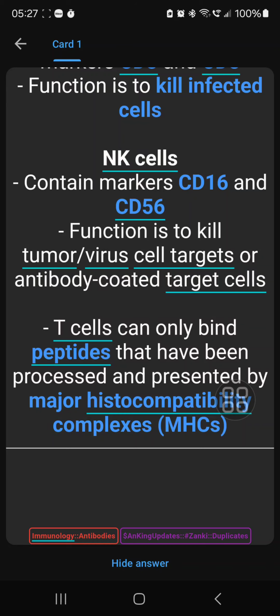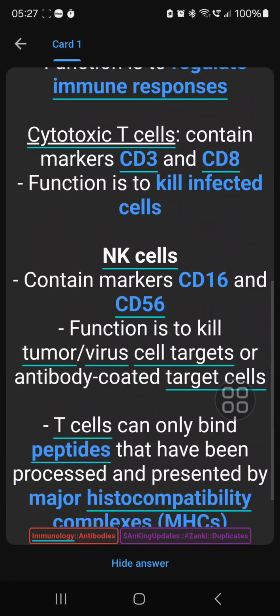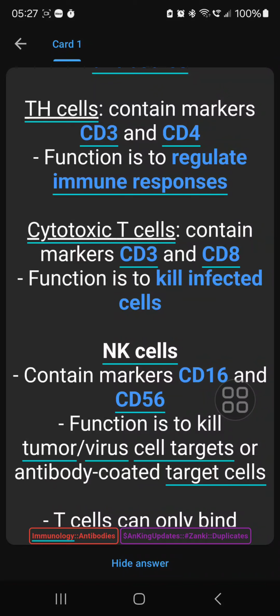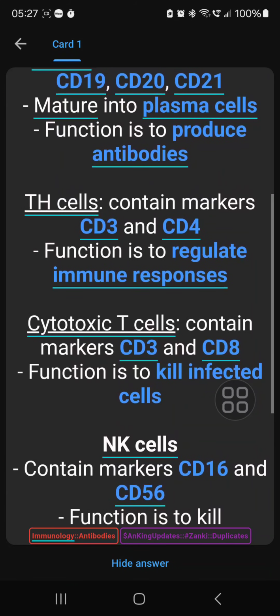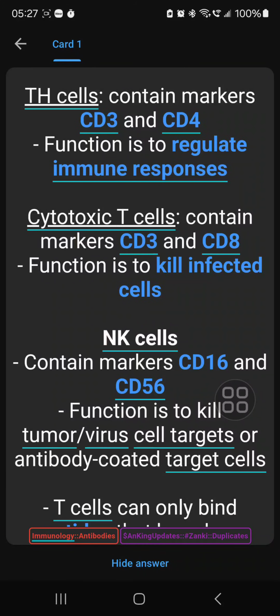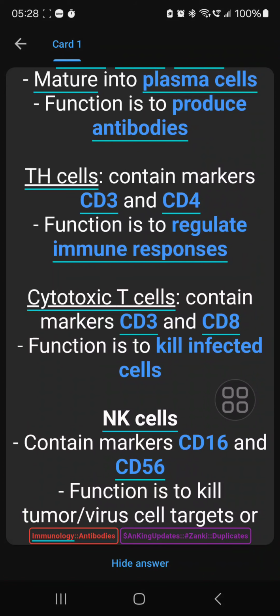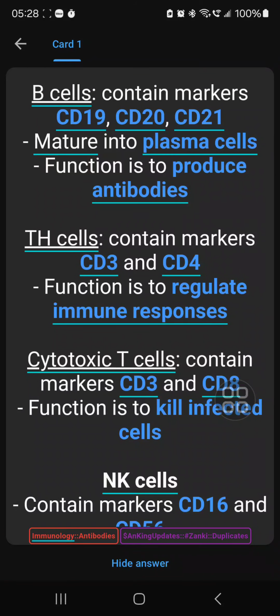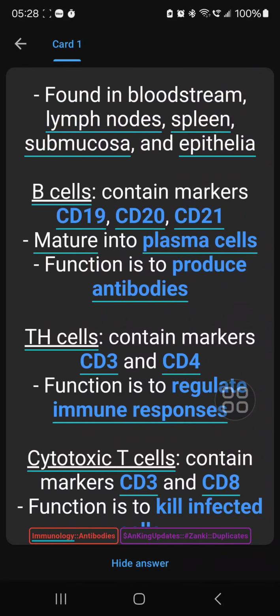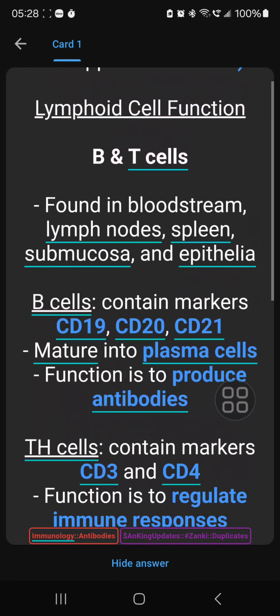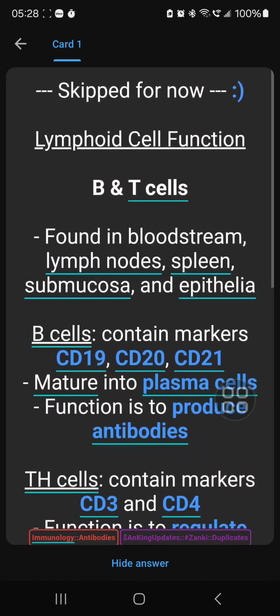NK cells contain CD16 and CD56. Function is to kill tumor or virus cell targets or antibody coated target cells. Cytotoxic cells contain marker CD3 and CD8. Function is to kill infected cells. TH cells contain CD3 and CD4. Function is to regulate immune response. The rest of the things are right.